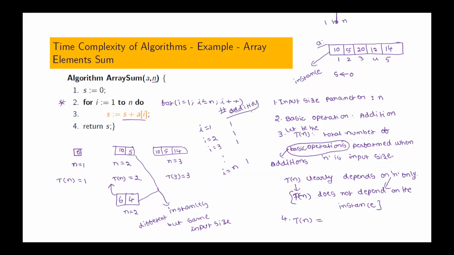This entire thing, in a simple way, I can write as sigma i equal to 1 to n of 1, irrespective of i, since for each value of i, one addition is performed. What is the value of this? Sigma i equal to 1 to n of 1. What is that value? n. Instead of that, if I ask what is sigma i equal to 3 to 8 of 1, what is this value?